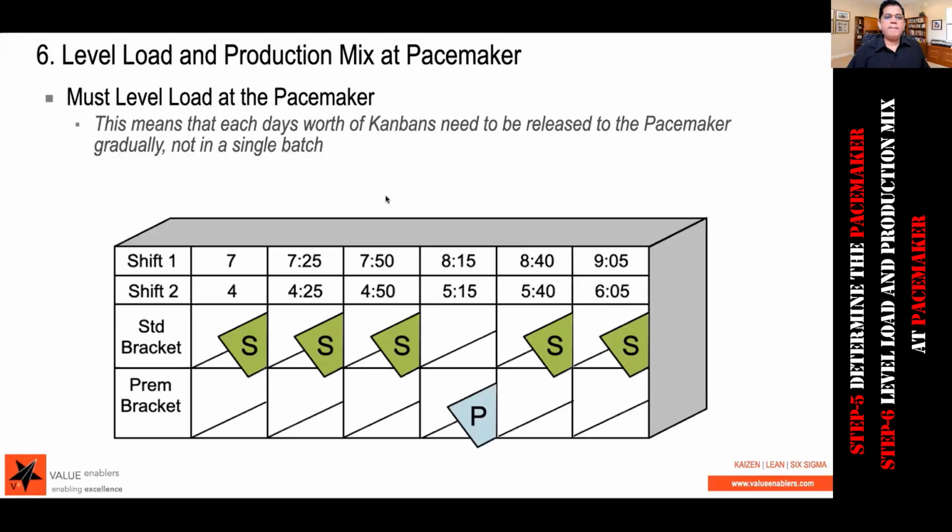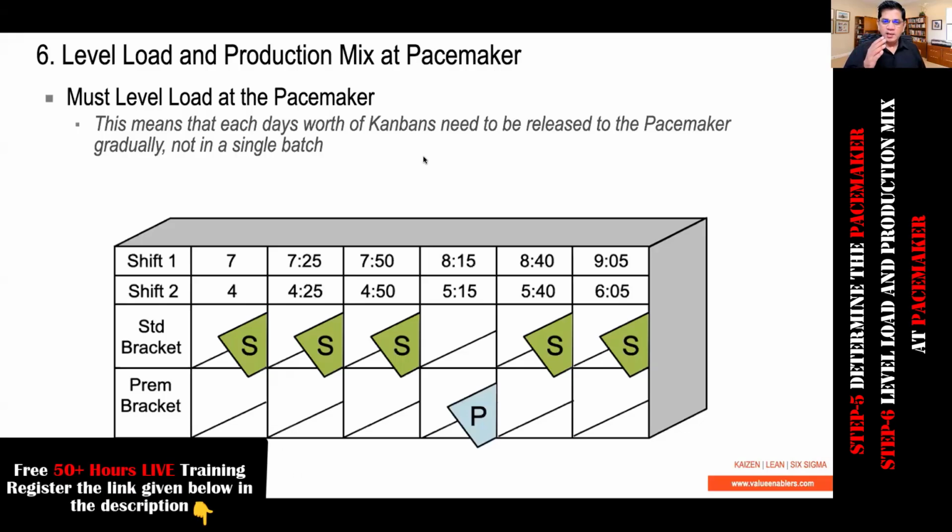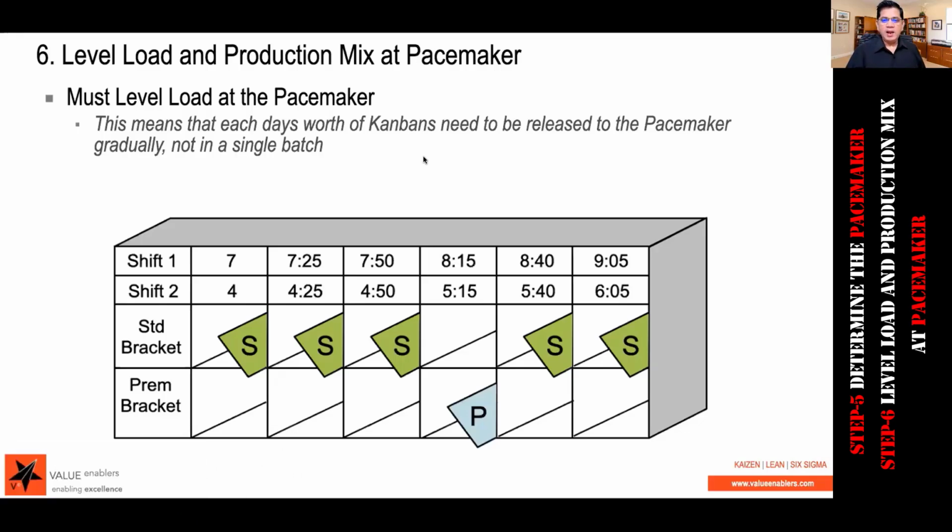This means that each day's worth of Kanbans need to be released to the pacemaker gradually, not in a single batch. Gradually is the key word here. So each day's worth of Kanbans. What is Kanban? It's a production Kanban and withdrawal Kanban. So you actually release that production Kanban in the slots in particular timelines. And then they say, produce this at 7 o'clock, produce this at 7:25, produce this at 7:50. But at 8:15, produce P, not S.